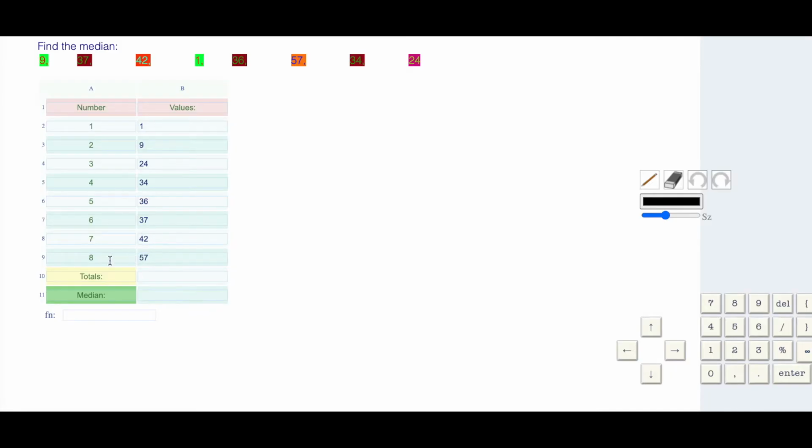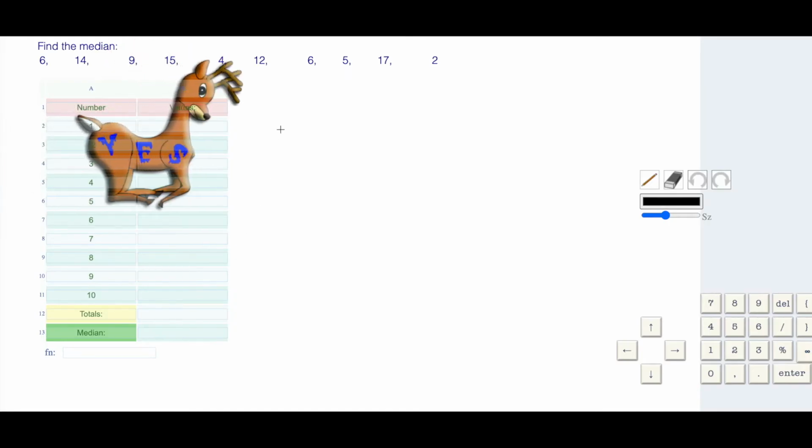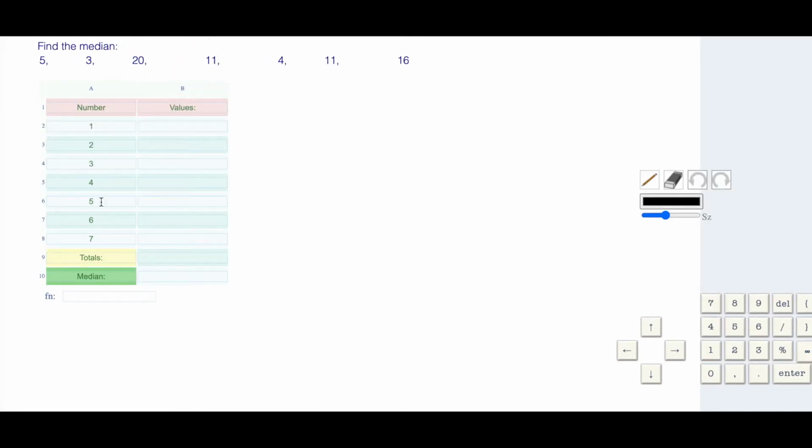Half of 8 is 4, so I can take the 4th and the 5th. So 34 and 36 between them, if I take the average of those, it's going to be 35. It's equal to the 34 plus the 36, and then divide that by 2, and that should give us 35. And it does. Actually, I should have put that down here, but I'll write it here. 35.